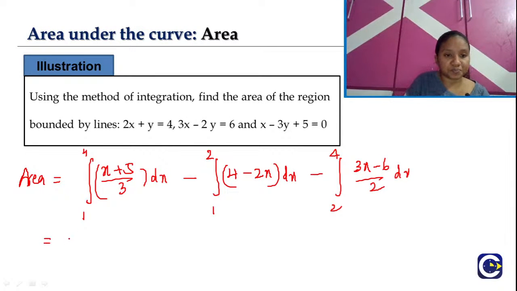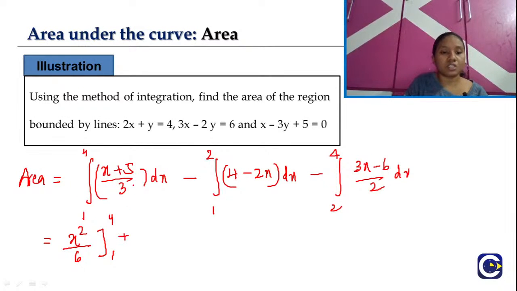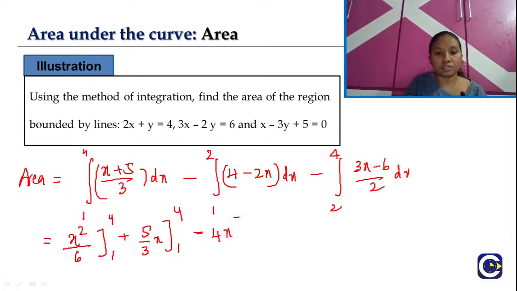So here I can separate this as x by 3 and 5 by 3. Right. So for x by 3 it will be x square by 2, which will be x square by 6, with limits 1 to 4. Plus here it will be 5 by 3x, 1 to 4. Minus 4x within the limits 1 to 2. So minus into minus it will become plus.